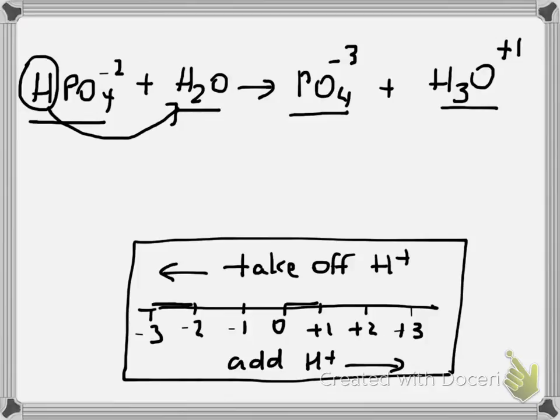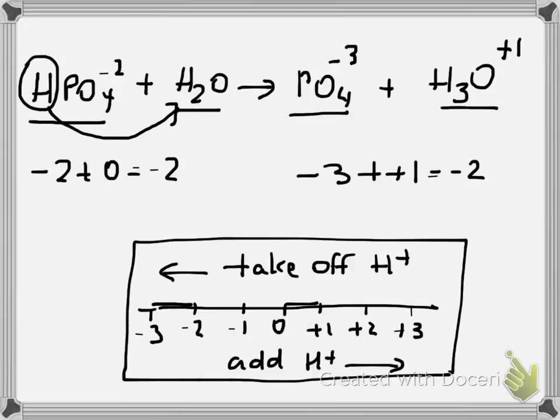The other thing you need to check at the end is that the charge balances on both sides. So on the left-hand side of the equation, you've got a -2 and +0, gives you an overall charge of -2. And on the right-hand side, -3 plus a +1 gives you a -2. So the charge balances on both sides of the equation.